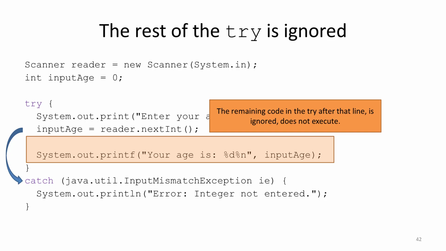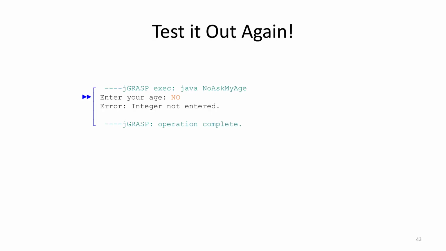So with the print inside the try, now if the user does type in "no", they will only get the output "error, integer not entered", because that print instruction gets skipped because the point of execution jumps down to the catch block. Anything in the catch will execute, and once the catch is done, any code after the catch will execute. But in that example, there's nothing after the catch, so the program will terminate on its own.